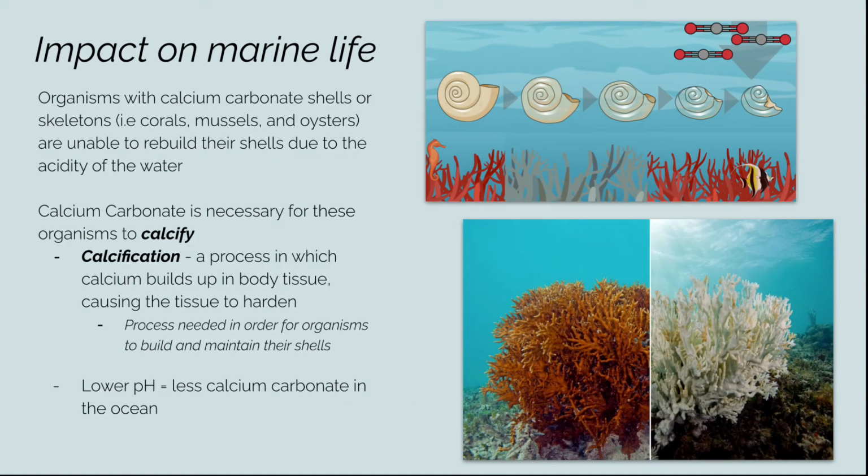So this acidification leaves a significant impact on marine organisms, specifically shellfish and organisms with calcium carbonate shells or skeletons, such as coral, mussels, and oysters. And the acidity causes these organisms to be unable to rebuild their shells, which causes the shell to dissolve. And this is because a lower pH level decreases the amount of calcium carbonate in the water. So without calcium carbonate, these animals are unable to calcify, which is a process in which calcium builds up in body tissue, which causes the tissue to harden. And therefore, without this process, organisms are unable to form their shells or skeletons.